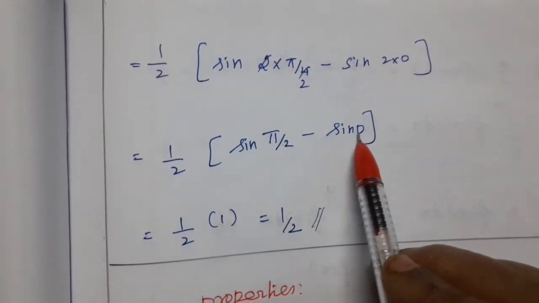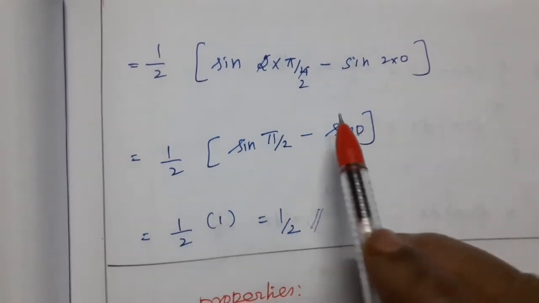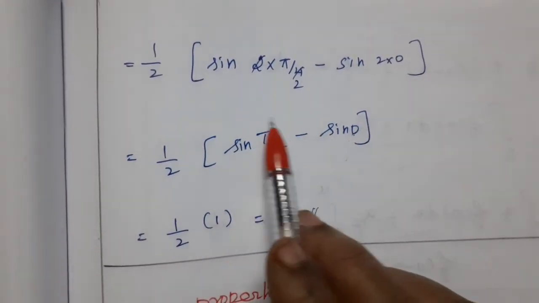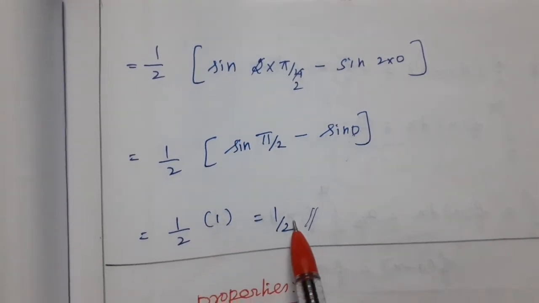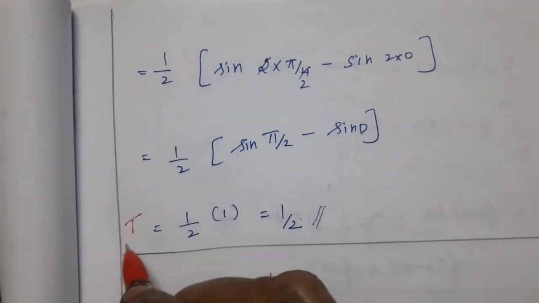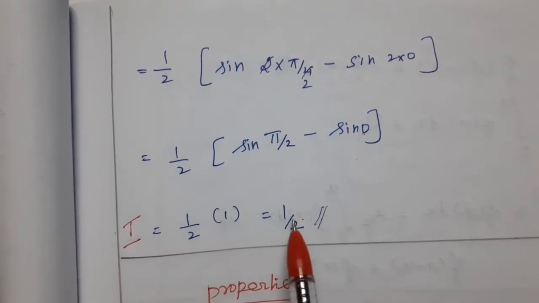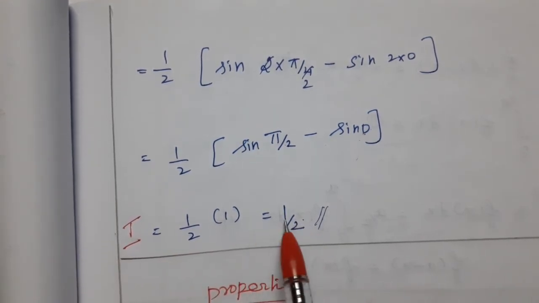Sin pi by 2 minus sin 0. So sin 0 is what? 0. 1 by 2 into sin 90. Sin 90 is nothing but what? 1. 1 by 2 into 1 is what? 1 by 2. Therefore the final answer, that is, the given integration, the final answer is 1 by 2.